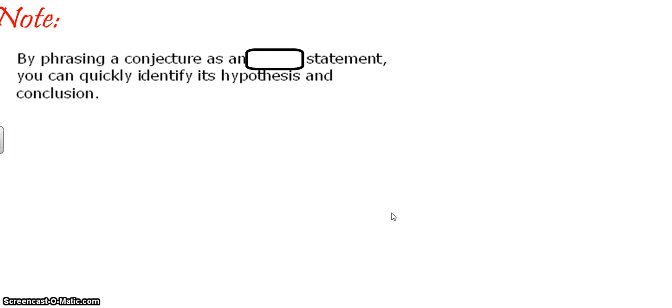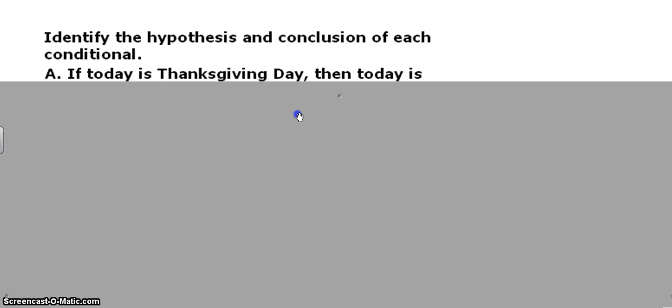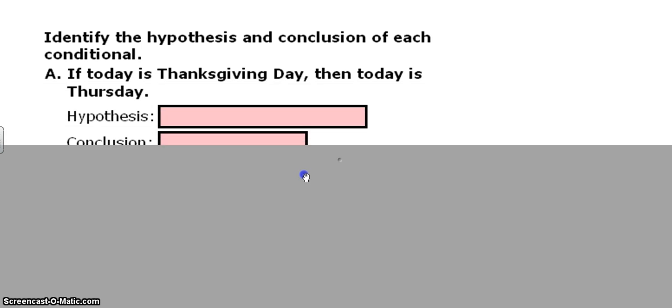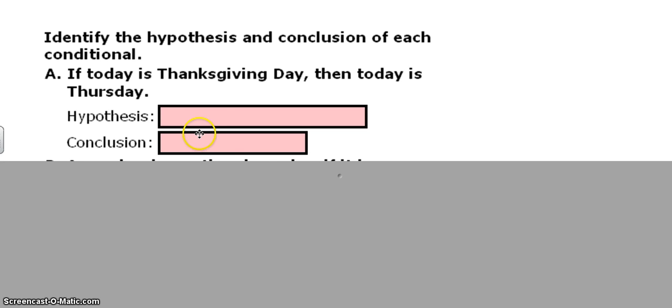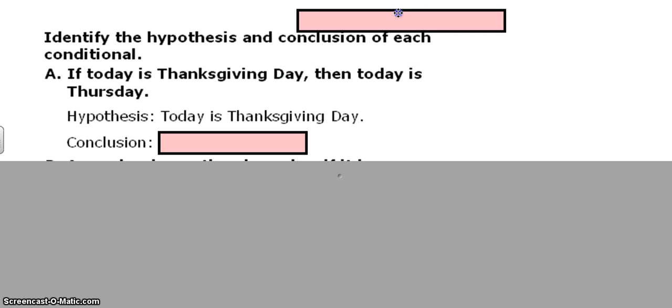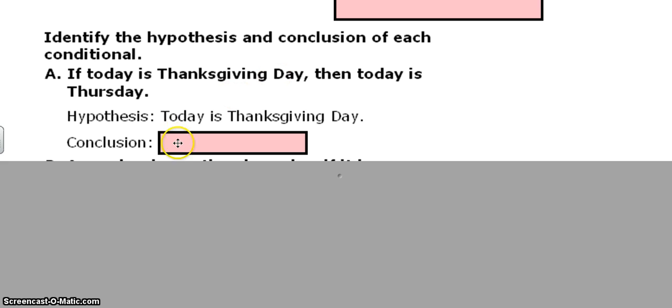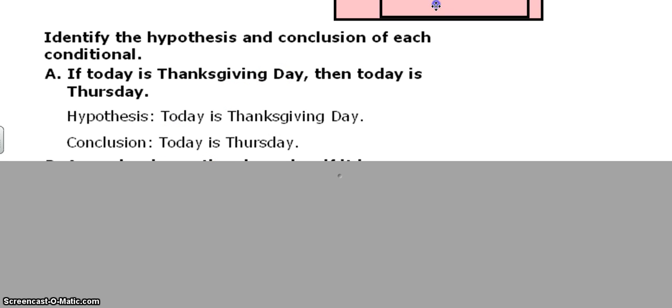By phrasing a conjecture as an if-then statement, you can quickly identify its hypothesis and conclusion. So let's look at some conjectures and see if we can locate the hypothesis and conclusion. If today is Thanksgiving Day, then today is Thursday. Jot down the hypothesis. Today is Thanksgiving Day. And the conclusion, today is Thursday.